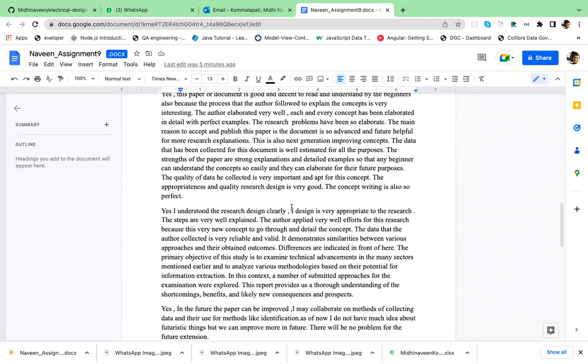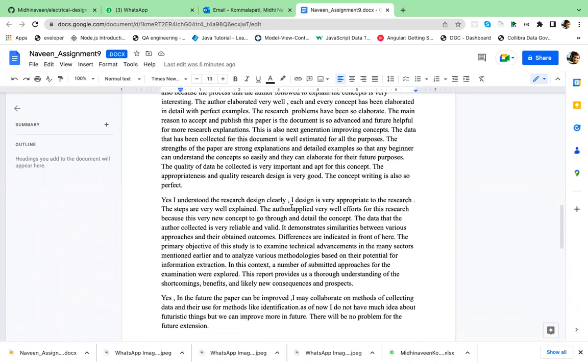The main reason to accept and publish this paper is that the document is so advanced and helpful for future research explanations. This is also next generation improving concepts. The data that has been collected for this document is well estimated for all the purposes. The strengths of the paper are strong explanations and detailed examples so that any beginner can understand the concepts so easily and they can elaborate for their future purposes.